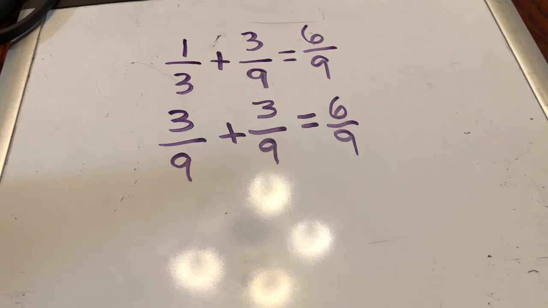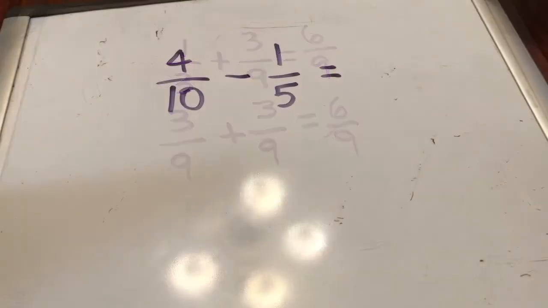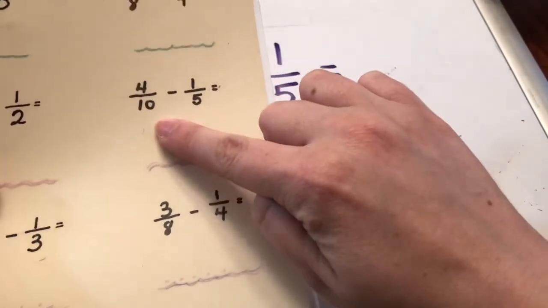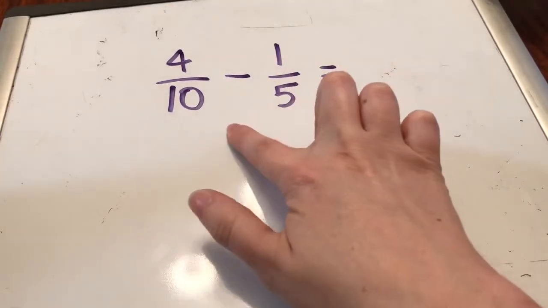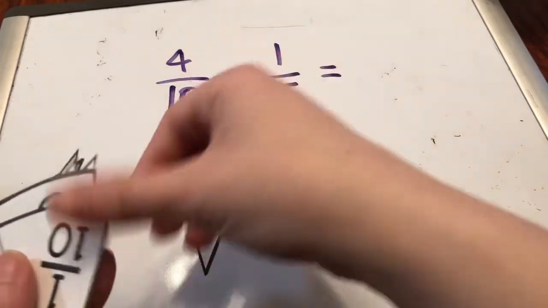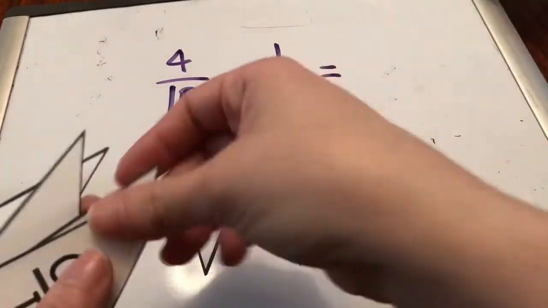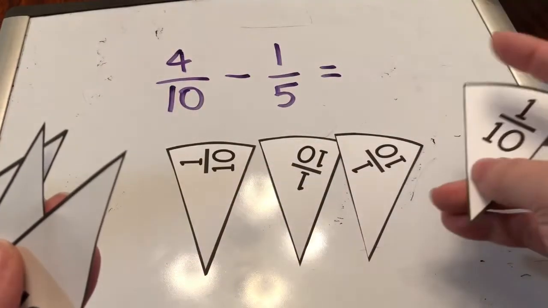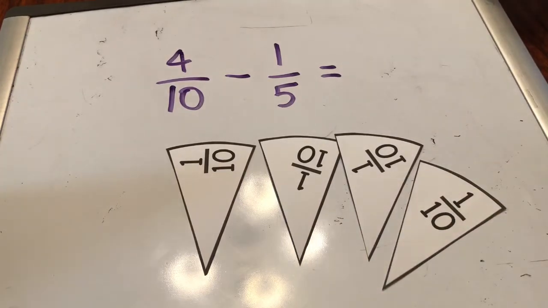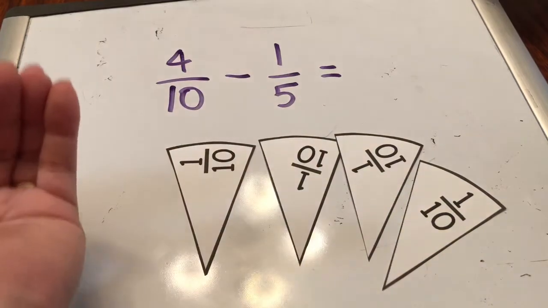Okay, now we're going to take a look at subtraction. Okay, so here we have our subtraction problem. It's this one. 4/10 take away 1/5. So I will have my 4/10. 1, 2, 3, 4. Now, I need to take away 1/5 from this, but the problem is they're not the same denominator.